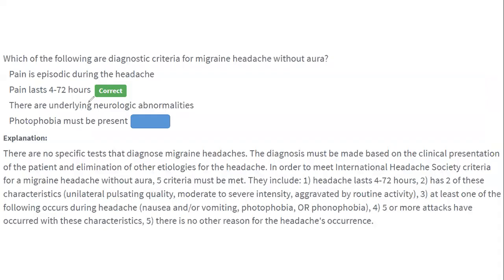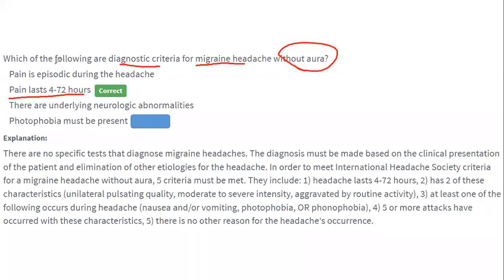A question here: which of the following are diagnostic criteria for migraine headache without aura? So, migraine headache with aura or without aura. What are the diagnostic criteria without aura? The correct answer is that pain lasts 4 to 72 hours.